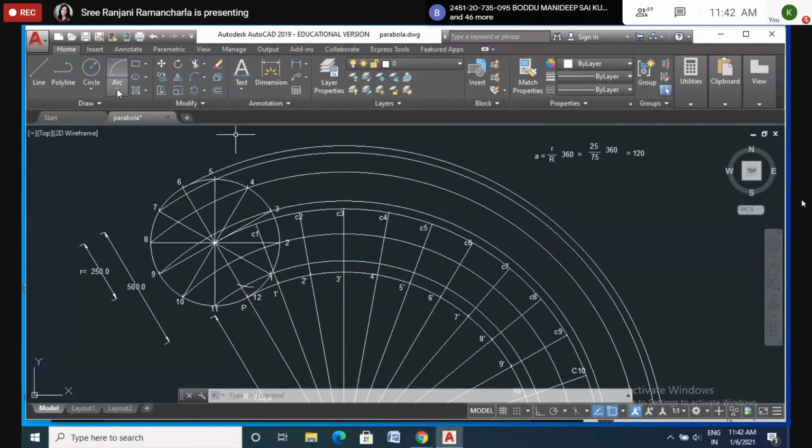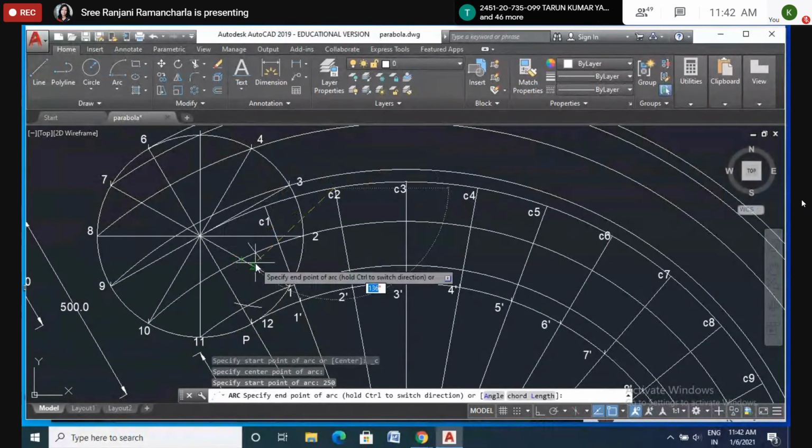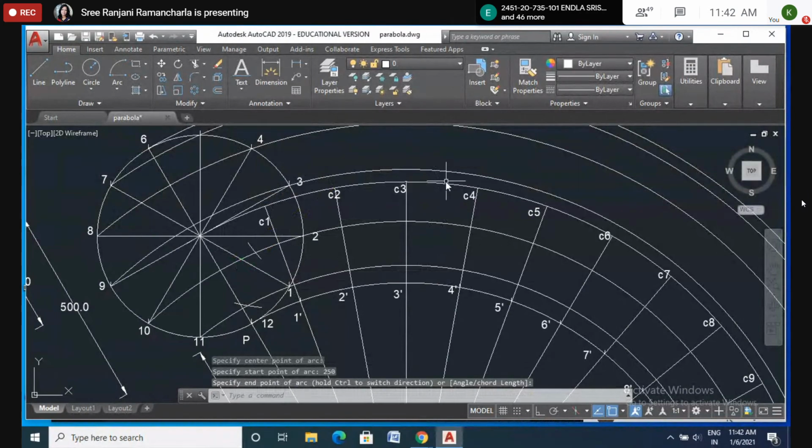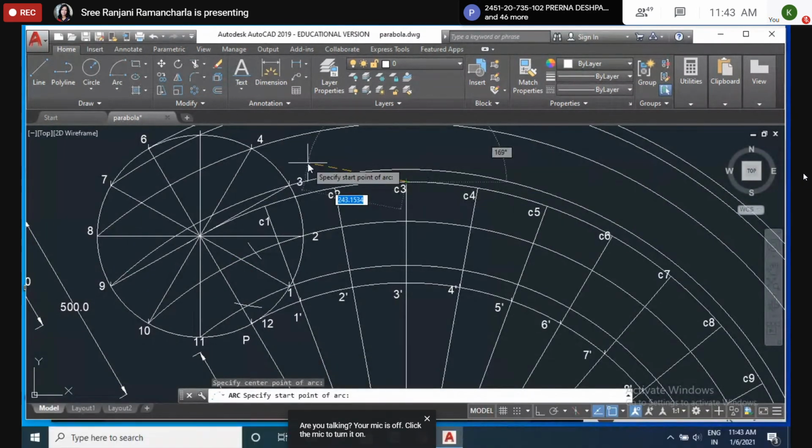Similarly for P2, with C2, I want to keep my cursor here. We have to cut on this line, right? So I want to keep my cursor here approximately. Then 250, enter. Now I got it, as if I cut with a compass. Similarly for P3 as the radius, somewhere it will be cutting, so I want to keep my cursor here. And again 250, enter.